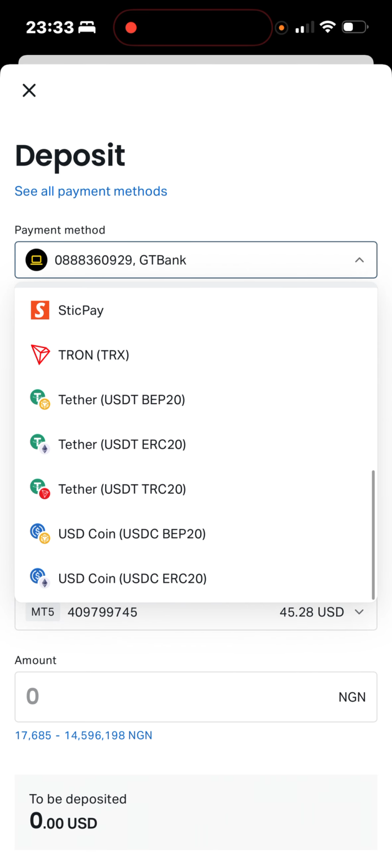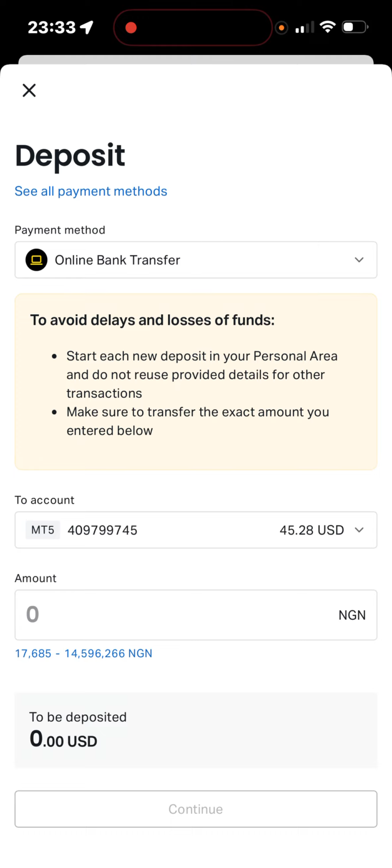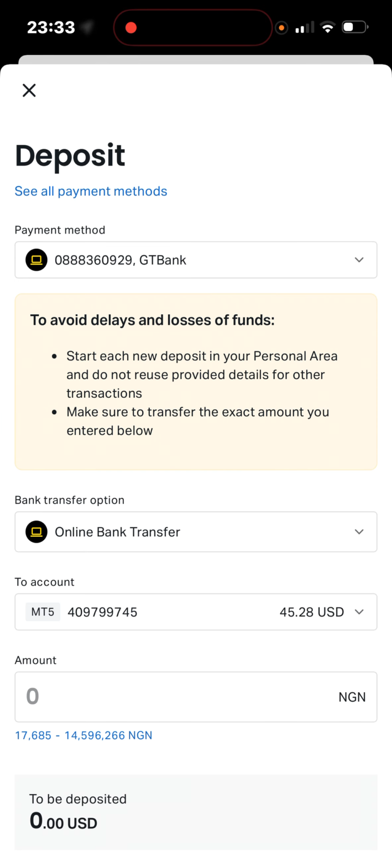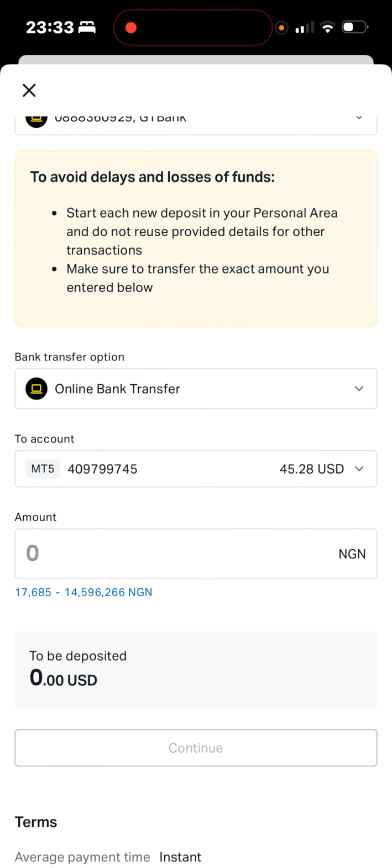and other crypto methods of payment. You can use your bank card if you have one, or you can use online bank transfer, the normal one, not hashtag 2. We're going to use the online bank transfer, and I have mine saved already, so it has my details already. So now, online bank transfer.